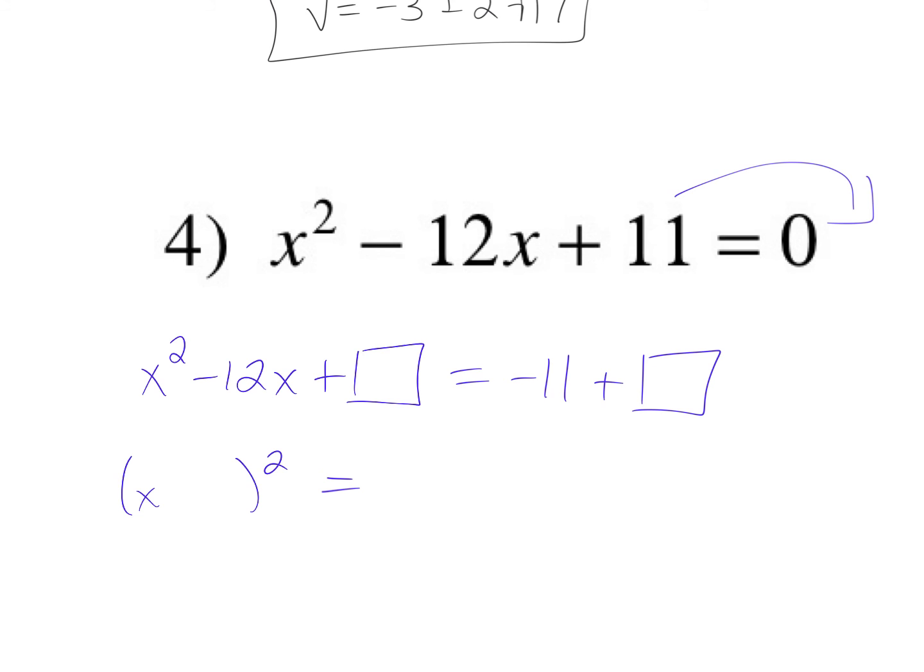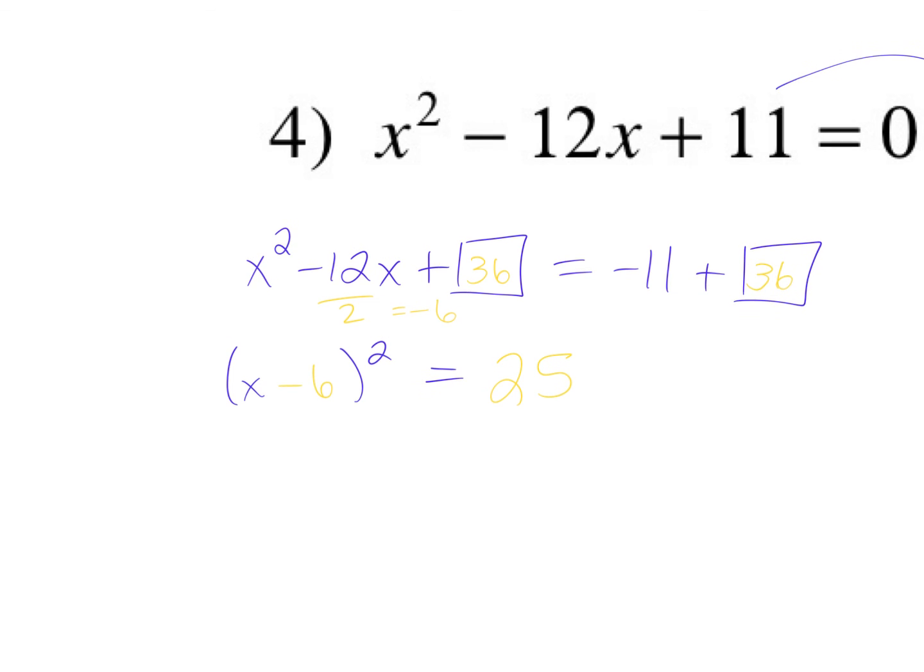How do I figure out what goes in that parenthesis? Divide this by 2, I get negative 6. So negative 6 goes here. And then remember, when you complete that square, you have to square the number. If I square negative 6, what do I get? 36. Positive 36. Great. What you do to one side, you do to the other. And what's negative 11 plus 36? 25. So this is going to be another one that comes out pretty.